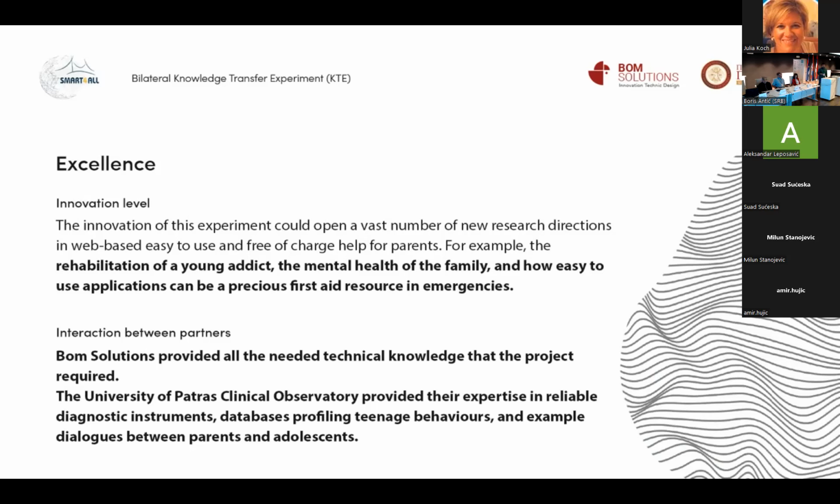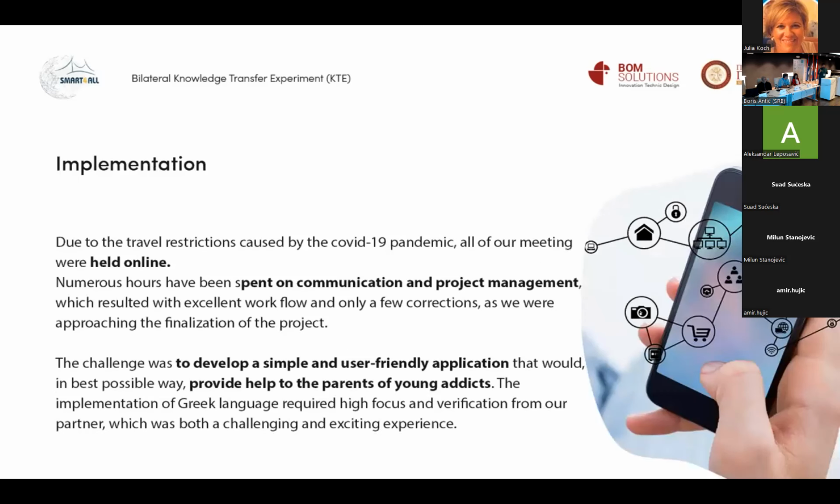And then we provided them the whole needed technical knowledge for this project. Due to COVID, we were not able to travel to Greece, so we did everything online. All the communication, project management, everything was online, and we did it perfectly. And then we developed a simple user-friendly application which can be used by parents, as well as the kids, so they can see their behavior.